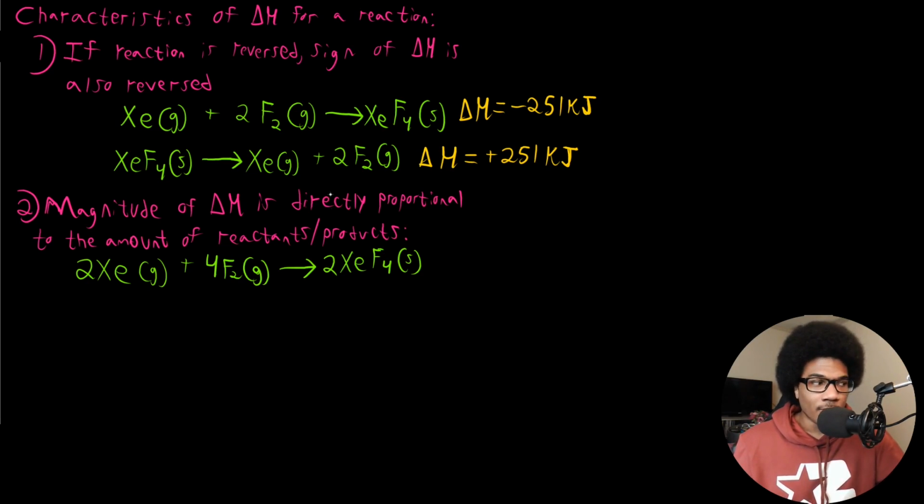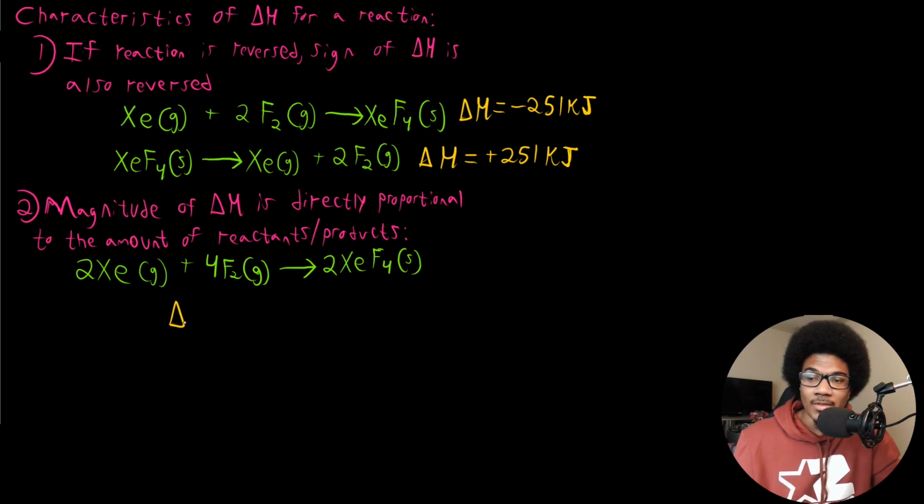The second characteristic of delta H that you should be familiar with is that the magnitude of delta H is directly proportional to the amount of reactants and products. So let's say we take this same reaction and we double everything. We double the amount of xenon gas, we double the amount of fluorine. We're going to produce twice the amount of xenon tetrafluoride.